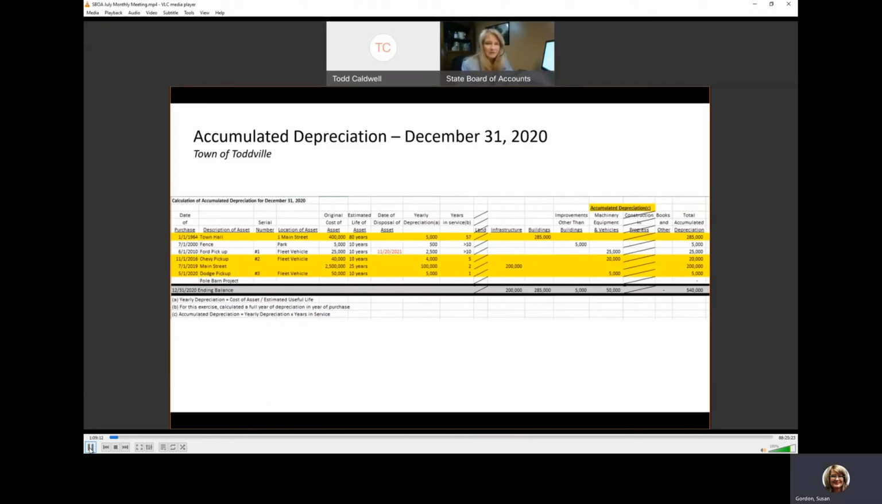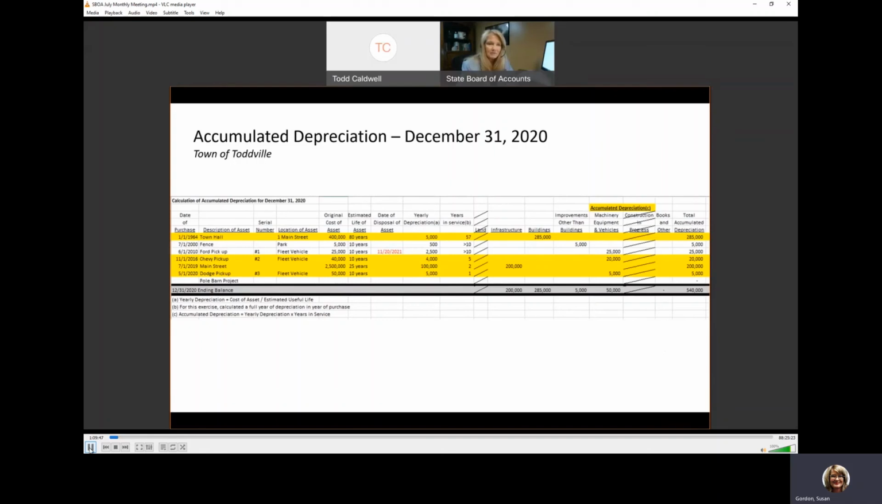I already talked about town hall, so we don't need to talk about that one anymore. But if we go down to the pickup truck, it works the exact same way. That Chevy pickup you see there had an original cost of $40,000. I had an estimated useful life of 10 years, so my yearly depreciation amount is $4,000. That particular truck we've had for 5 years now. So if you follow that over, the accumulated depreciation on that truck as of December 31st is $20,000.